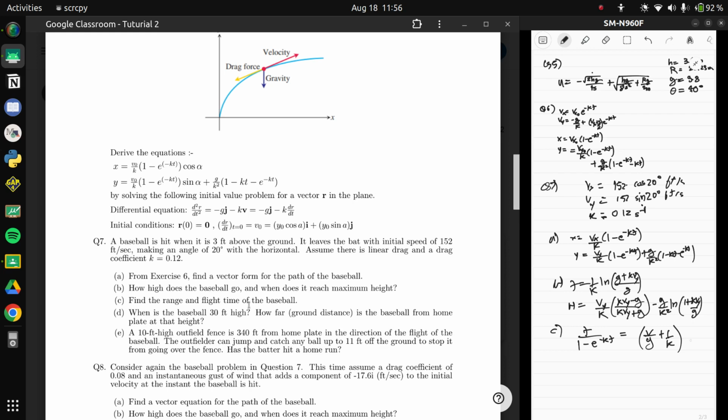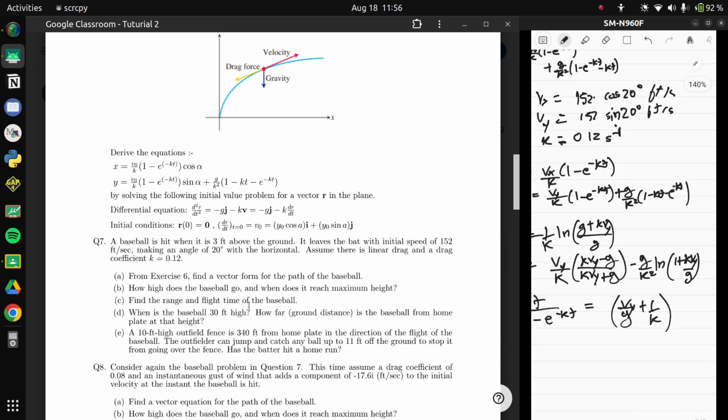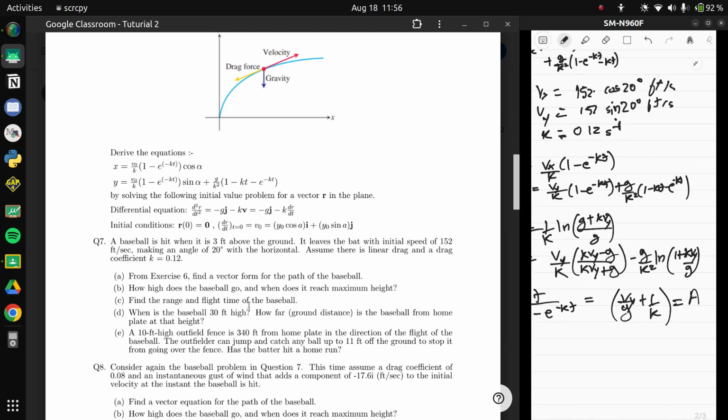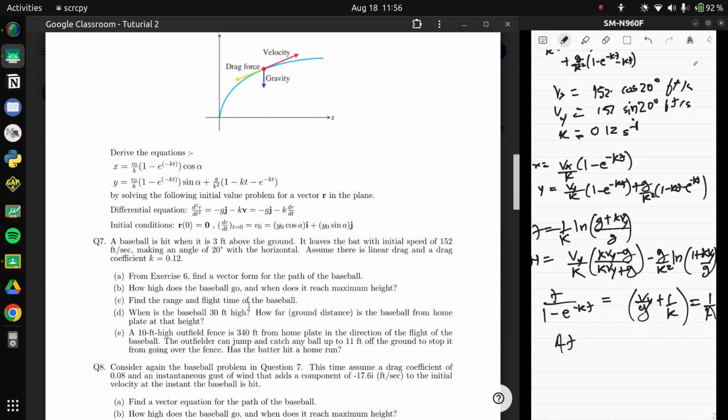I mean, this whole thing is just some sort of a constant, so let's call this whole thing a, or let's call it 1 upon a. So essentially all you're getting is at equal to 1 minus e power negative kt, right? Or at plus e power negative kt minus 1 equal to 0. So that's a function of this thing. Now we want to figure out when this is going to be 0.